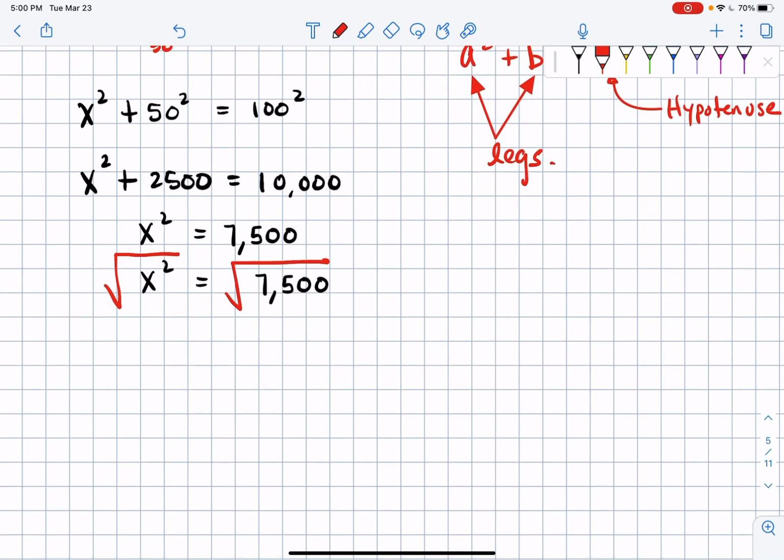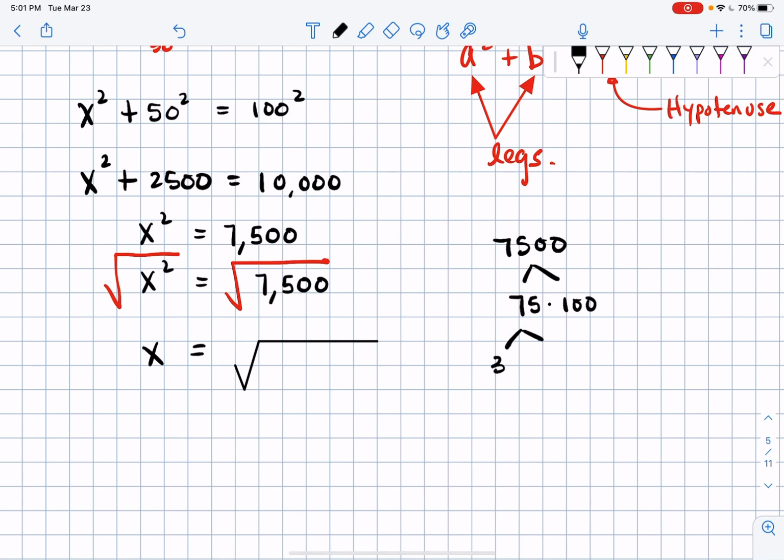However, for now, because we're talking about sides, we can really just focus on the positive because we're talking about the distance of a side here. So I got x is equal to, now I have to break this down. All right, so let me break down 7,500. I know this is going to be 75 times 100. 75 is going to be 3 times 25. 100 is going to be 10 times 10.